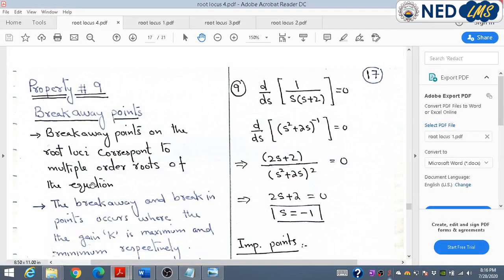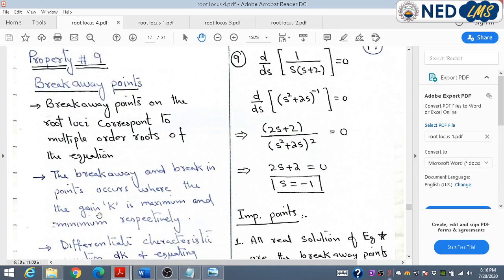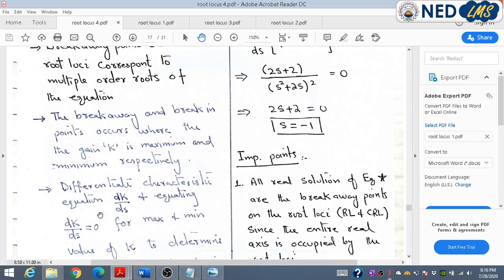So the breakaway point on the root loci corresponds to a multiple order root of the equation. The breakaway or break-in point occurs where the gain k is maximum and minimum respectively. The breakaway point occurs where the gain k is maximum, and the break-in point occurs where the gain k is minimum with respect to the existing values of k on that particular portion.